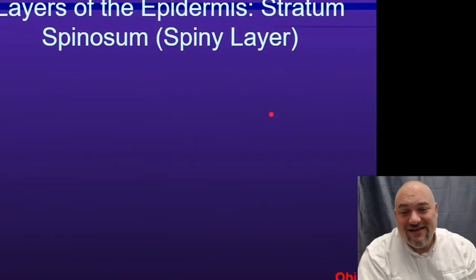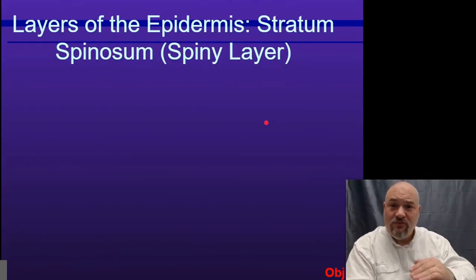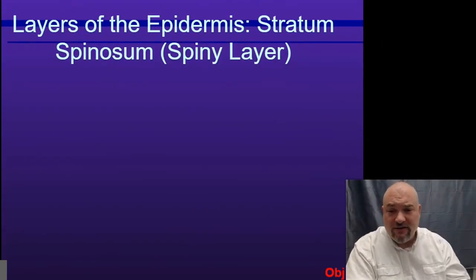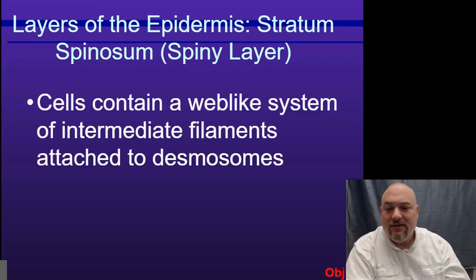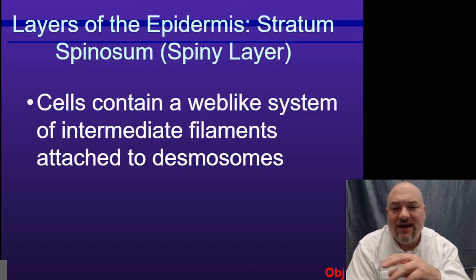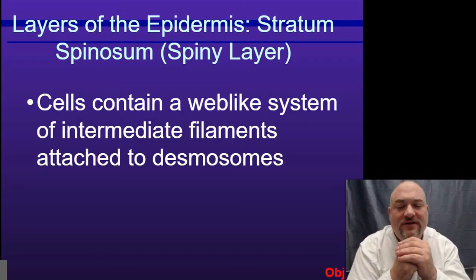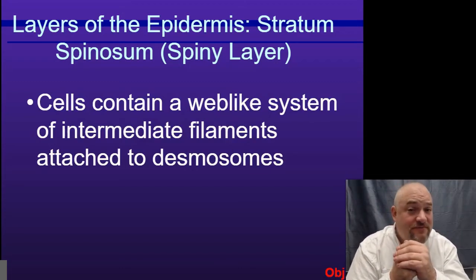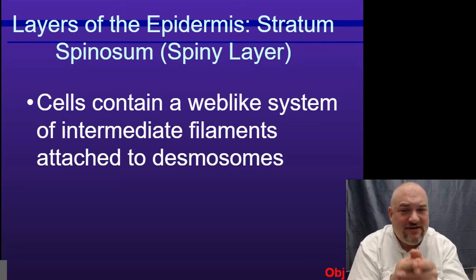tissue. All right, so let's move up one layer, or superficial one layer, to the stratum spinosum, or spiny layer. It's called that because they kind of have this web-like system of intermediate filaments attached to desmosomes. So if you got a lot of intermediate filaments and they're attached to desmosomes, what are these cells good at resisting?